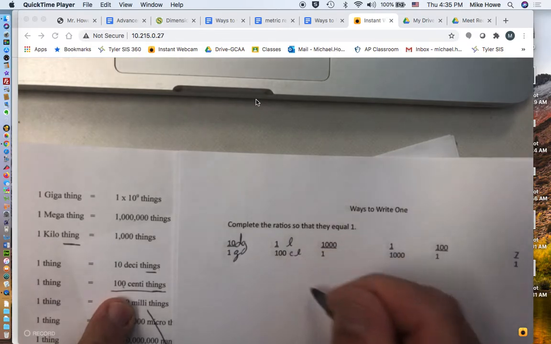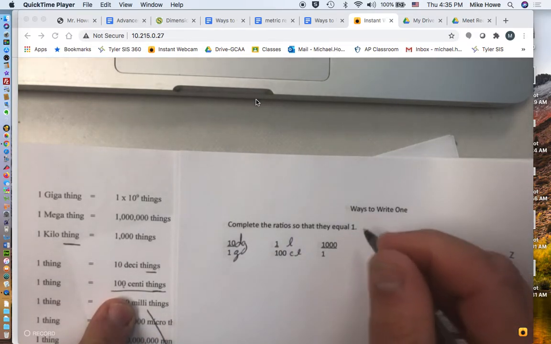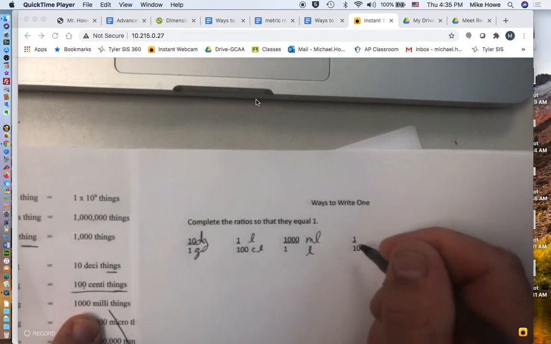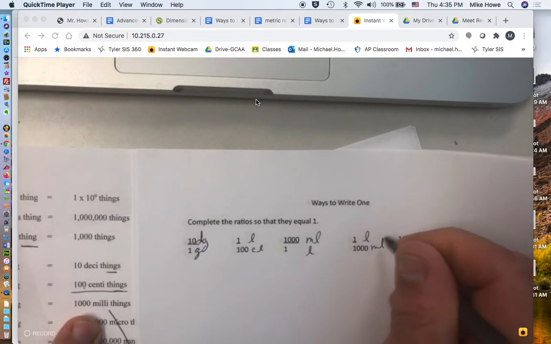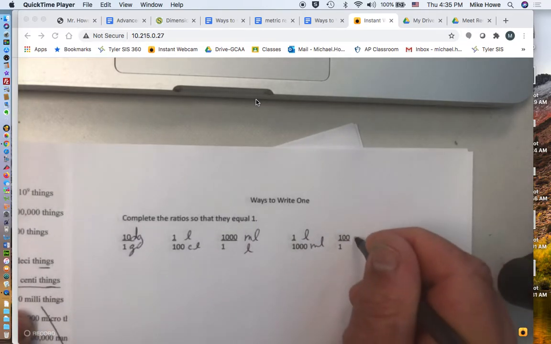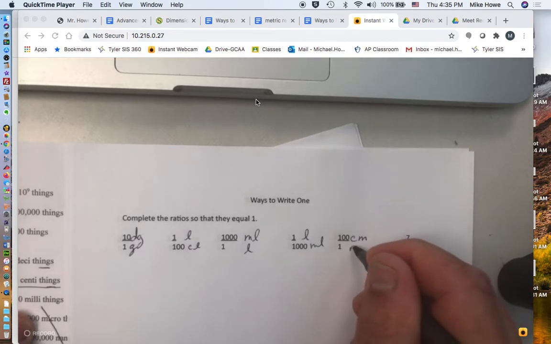And it doesn't make any difference whether you use liters or meters or grams or whatever. The prefixes mean the same thing. 1,000 is with milli, so 1,000 milliliters, 1 liter. Conversely, you could say 1 liter, 1,000 milliliters, or I could say 1 meter, 1,000 millimeters. Here I could say 100 centimeters is 1 meter.